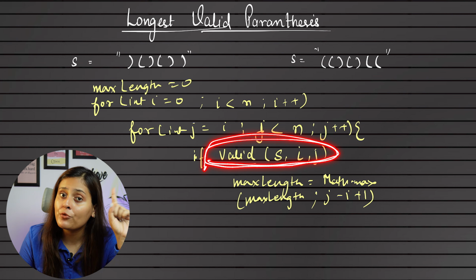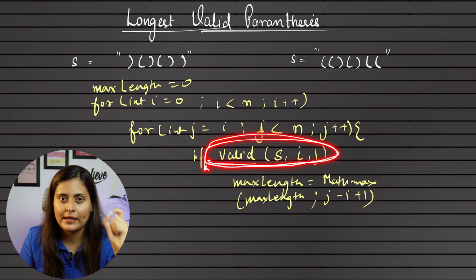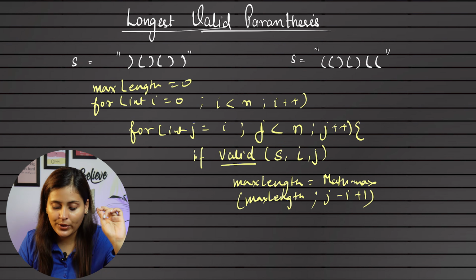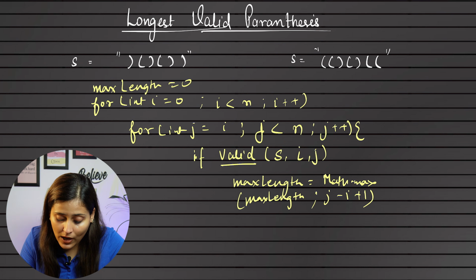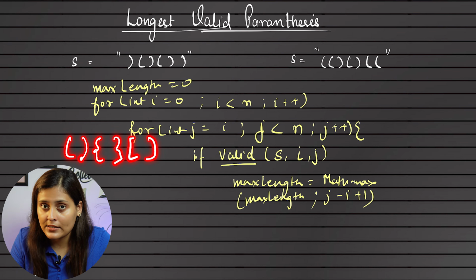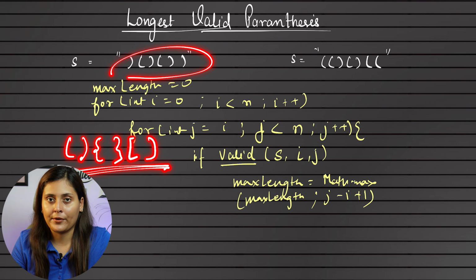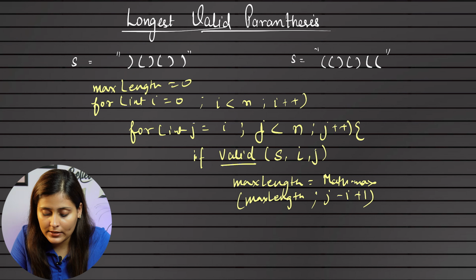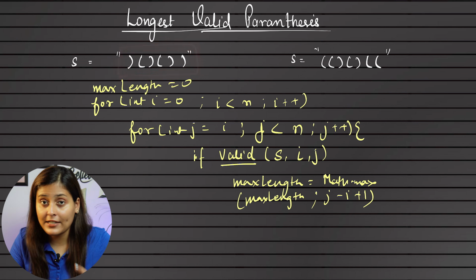And how to make this valid function? For this you have to watch the previous video, which is valid parenthesis. Then you can make this. But there is a small difference between that valid parenthesis question and this question. In valid parenthesis you have all different types of parentheses, but here it's only small brackets. So here we can do the space optimization for the valid function also.